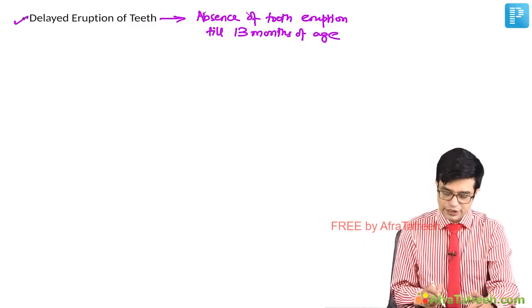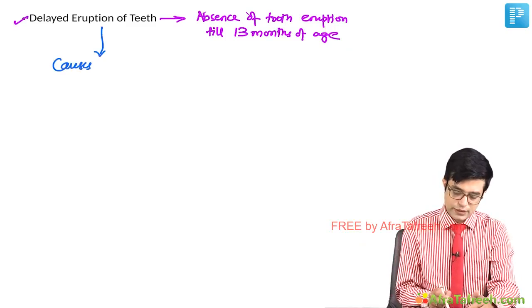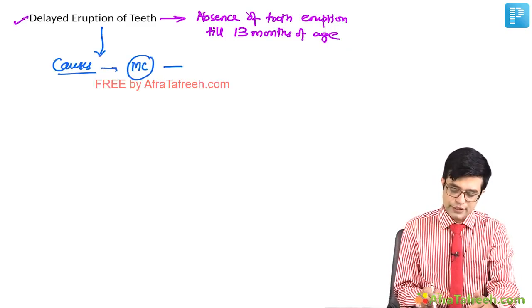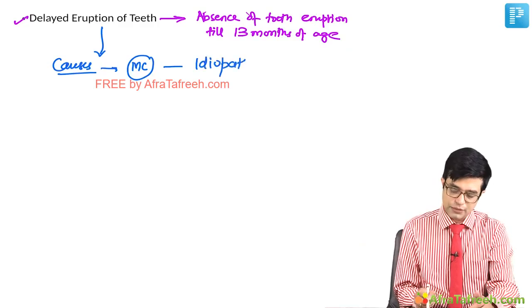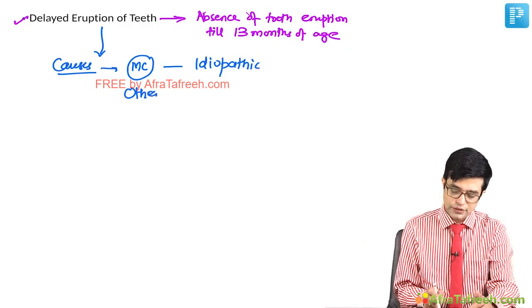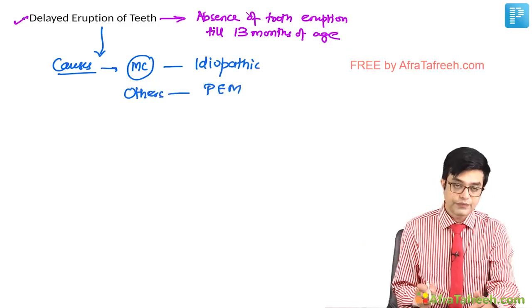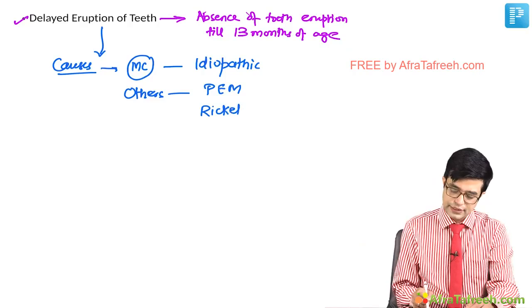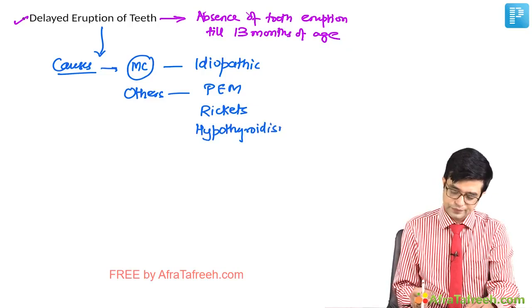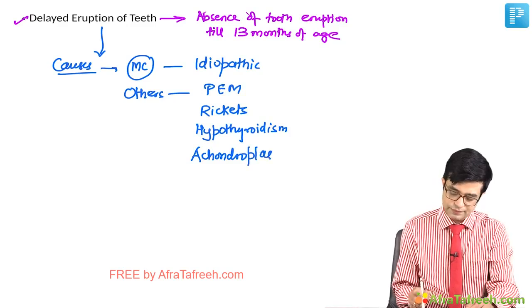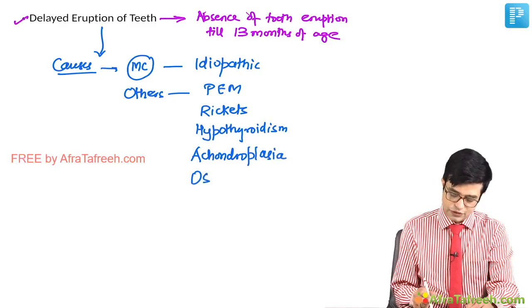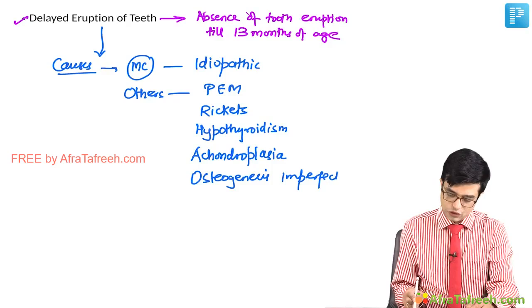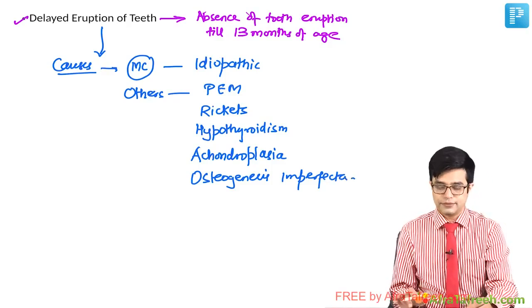There can be various reasons for delayed eruption of teeth. What are the various causes? According to Nelson, the most common cause of delayed eruption of teeth is idiopathic. No cause can be found. Other causes include protein energy malnutrition. It can occur due to rickets. It can occur due to hypothyroidism. It can occur due to bony dysplasias like achondroplasia. And it can occur due to osteogenesis imperfecta. So these are the common causes of delayed eruption of teeth.